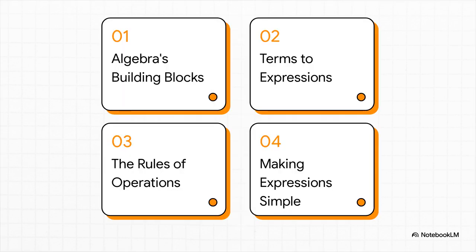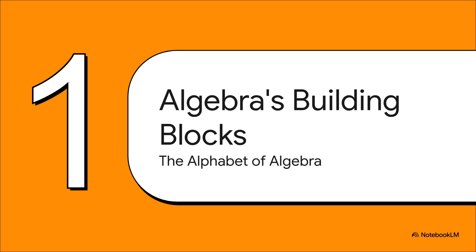So, here's our game plan. We're going to start with the absolute basics, the building blocks of algebra. Then, we'll see how to put those blocks together to form words, or what we call expressions. After that, we'll get into the grammar, the rules of how to use those words. And finally, we'll put it all together to make things neat and simple. Ready? Okay, first step, section 1, algebra's building blocks.